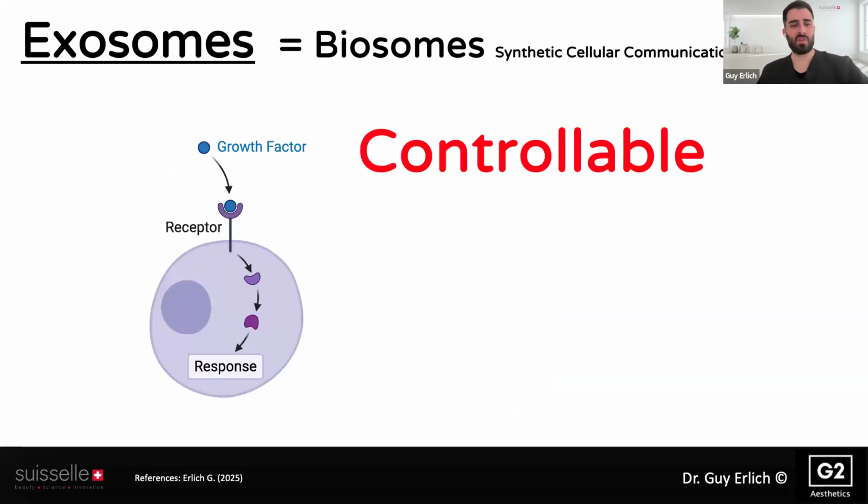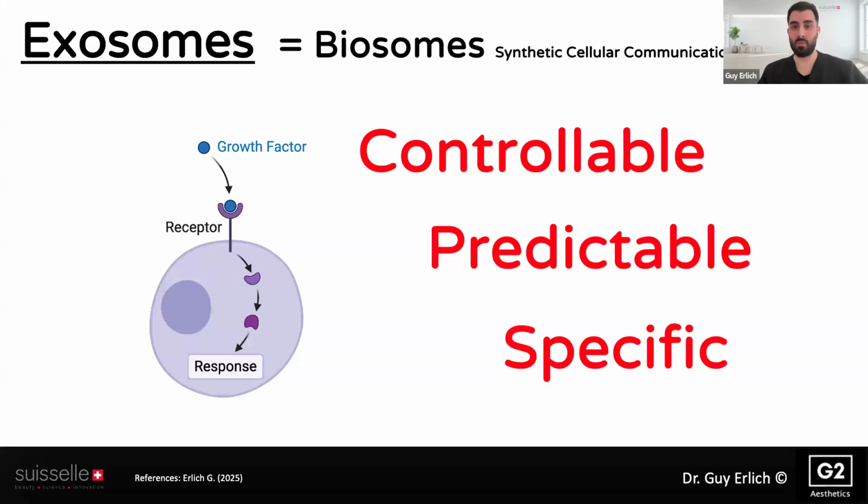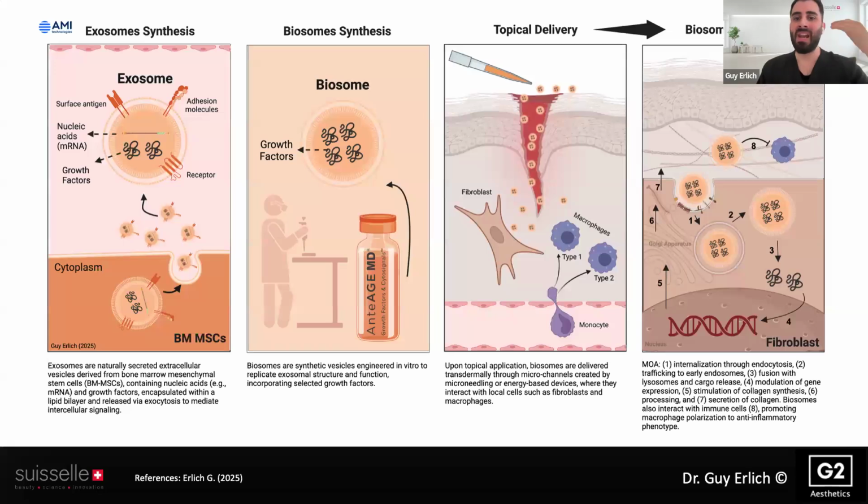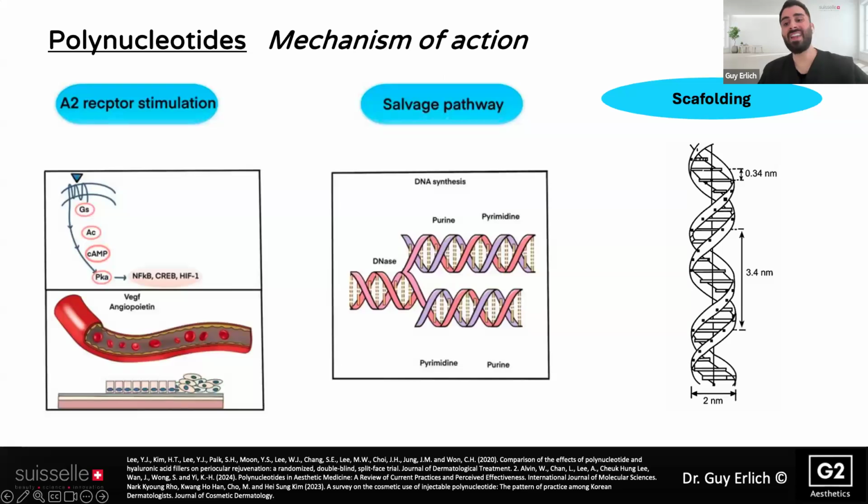We are using biosomes or controlled synthetic exosomes. Synthetic exosomes are not only controllable, they are also predictable and specific. And this is why using synthetic exosomes is so important in the rejuvenation process and the change of the tissue. I'm applying them after energy-based device, after I created some channels, in order to stimulate regeneration and change cellular behavior.